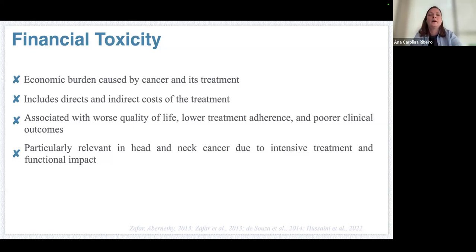So far, we have focused on healthcare system costs. Now, let's move to the patient perspective. This brings us to the concept of financial toxicity. Financial toxicity is the economic burden of cancer and its treatment. It includes both direct and indirect costs and may affect quality of life, treatment adherence, work participation, and clinical outcomes.